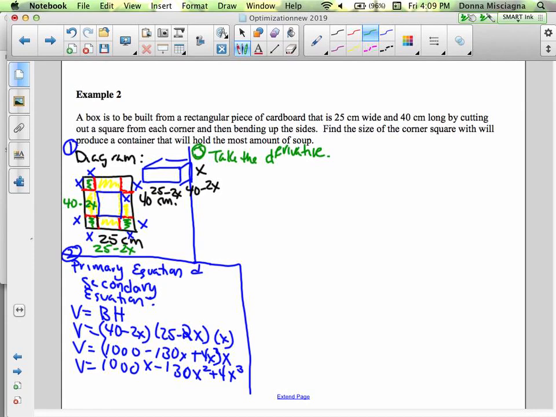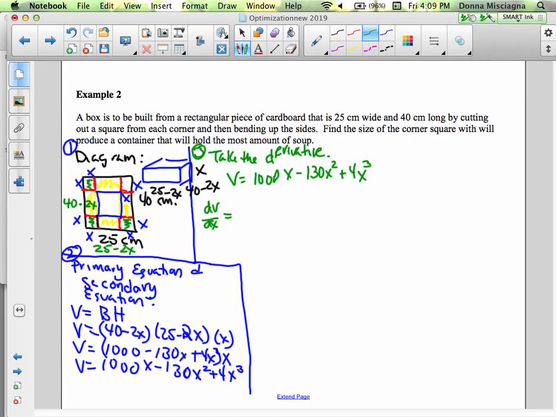So we have, I'm just going to write the equation again. V equals 1,000x minus 130x squared, plus 4x cubed. Some nice little power rule there, right? So dV/dx, because this is the derivative of V with respect to x.